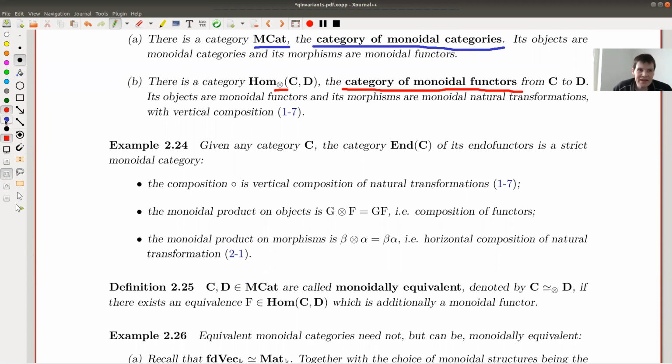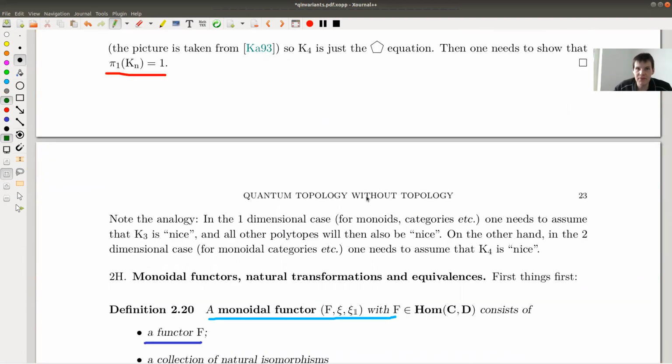And the funny thing is now that if you have any category and you take its category of endofunctors, then this is actually a strict monoidal category. This is really a crucial observation. It's the blueprint example of a strict monoidal category. So endofunctors. These are the compositions that I showed you above.